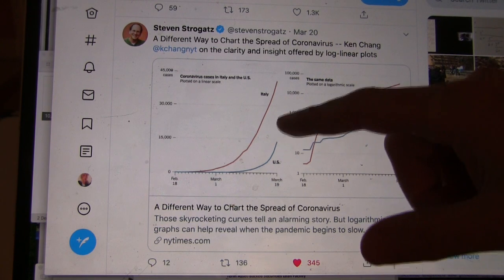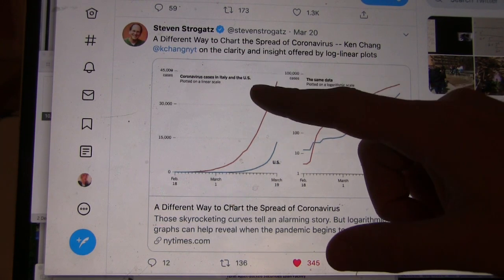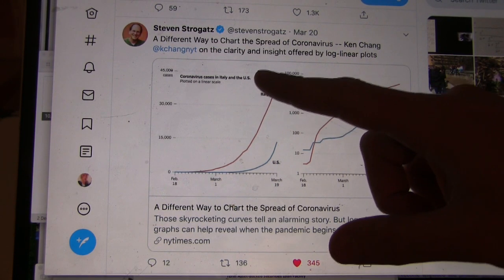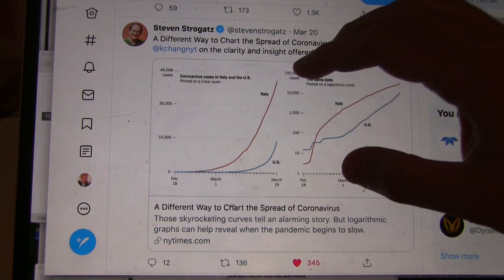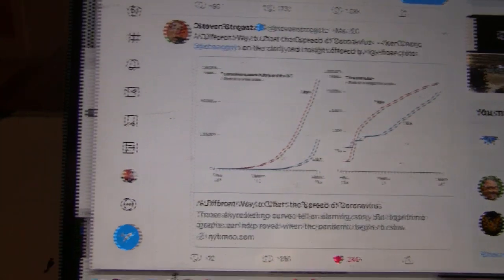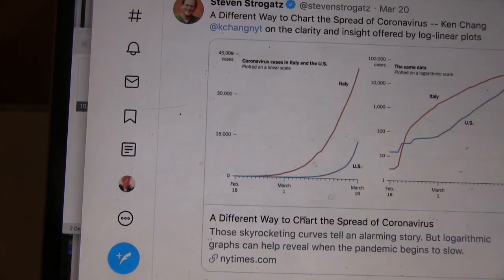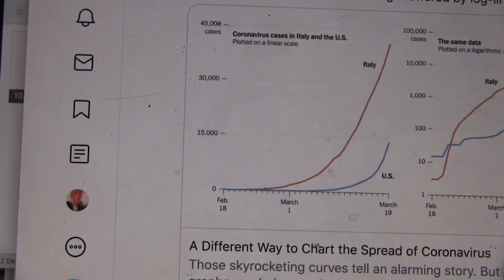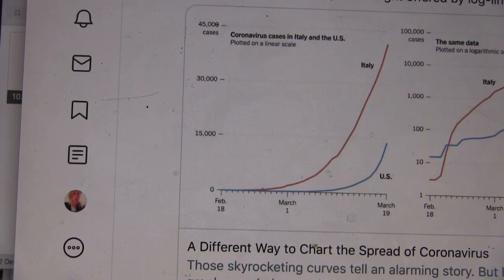So this graph over here is what? Coronavirus cases in Italy and the US. So let's take a look just at that graph and tell me what you see. Well, I'm zoomed in really tightly on this graph now. So what do you see here?